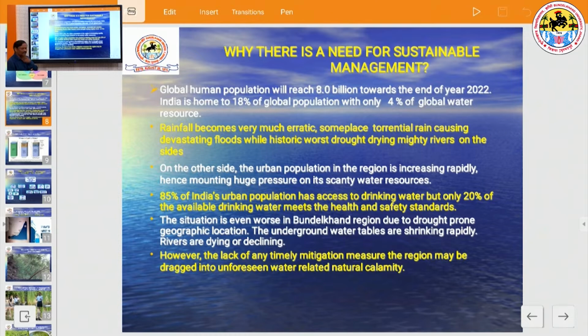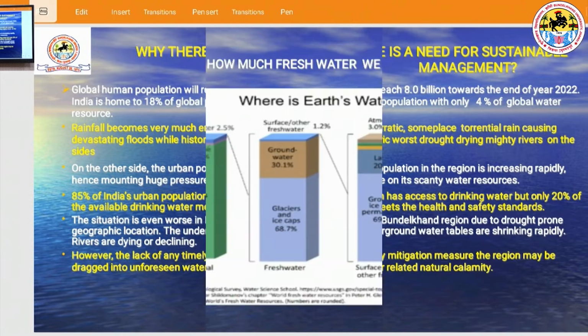The underground water tables are also sinking very seriously, and the rivers are dying or declining because of erratic rainfall. Without any timely mitigation measure, this region may be dragged into unforeseen calamities.